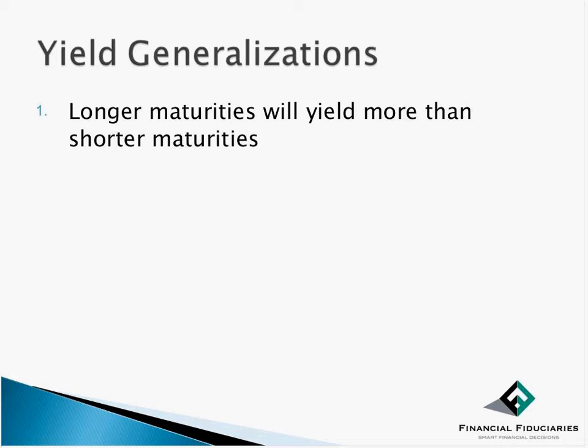Generally, longer maturities are going to yield more than shorter maturities. So if you're willing to buy a bond that's 20 years until maturity, you're probably going to get a little bit more yield on that than you will get on something that's only got 5 years to go to maturity.